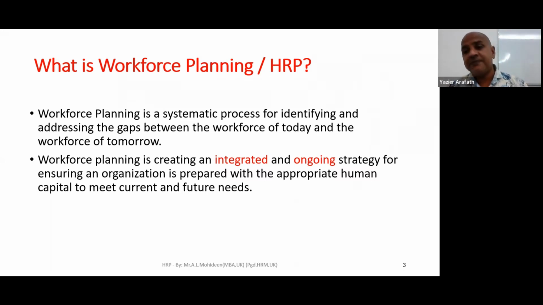Based on the current workforce data, tomorrow's workforce should be forecasted, and the gap has to be identified and addressed through a systematic process. That is what we call workforce planning. Why do we do that? To identify and address the gap between tomorrow's workforce and today's workforce. In today's workforce, we have certain numbers, but for tomorrow's workforce, we need this number. So there is a gap. This gap has to be identified and filled through a systematic process. That is what we call recruitment and selection. There are certain processes there to fill it. Do you understand this?